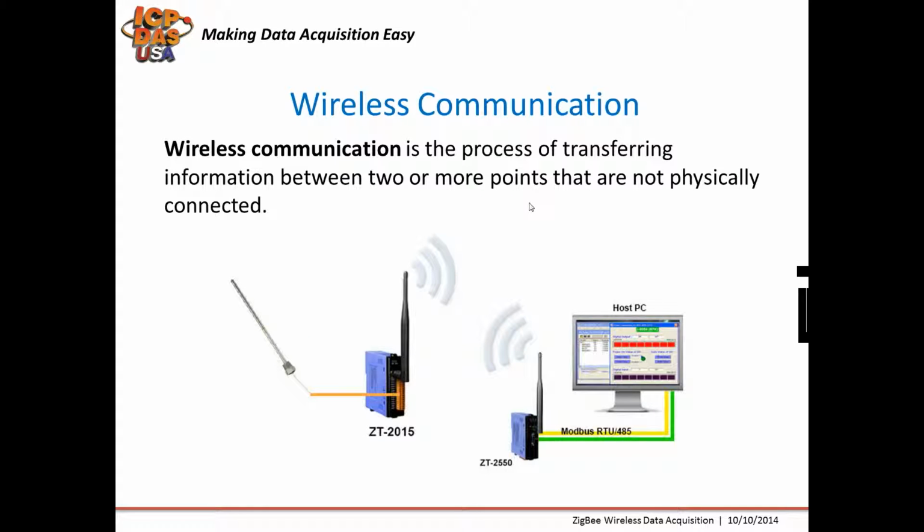Wireless communication is the process of transferring information between two or more points that are not physically connected. Wireless networks help with implementing a clean installation in applications where physical cables are inconvenient, like in factories, buildings, and remote monitoring applications. They also help with mobile applications when working with moving vehicles and other kinds of objects. This picture here shows a wireless RTD input module communicating temperature data back to a PC connected to a ZigBee host converter.